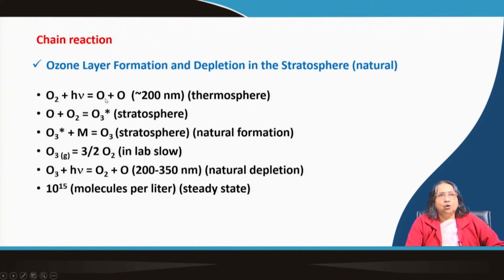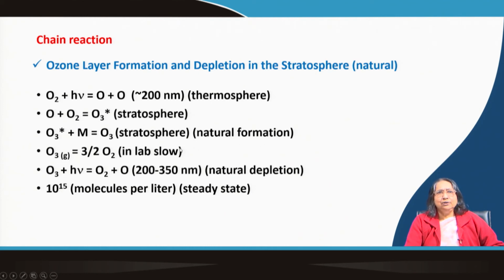Now, this O combines with oxygen to form ozone, and it is happening in the stratosphere. Now, this ozone is an excited molecule, you see the star. So, the star comes down to the ground state by colliding with something, M. M is anything. Okay. So, it comes to the ground state, and this is the natural formation. So, these 3 steps I have shown are the natural formation.